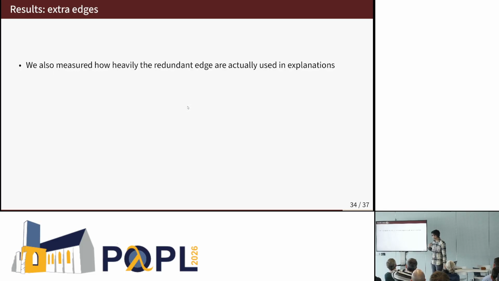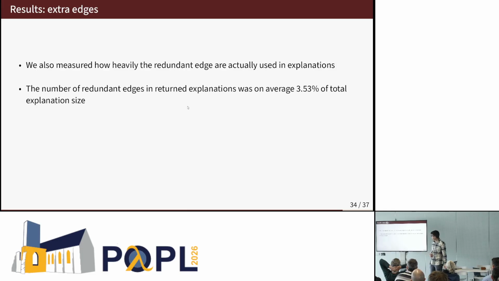Additionally, we also measured how heavily the redundant edges we added are actually used in explanations. This is kind of to infer how the level system is restricting this. And we saw that for all of the returned explanations, the average number of redundant literals in the explanation is 3.5%, which is not a lot. It's also heavily theory dependent as well. Like I said, strings, it sucks for some reason.